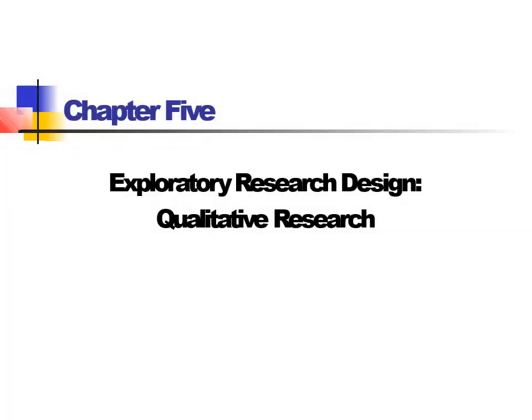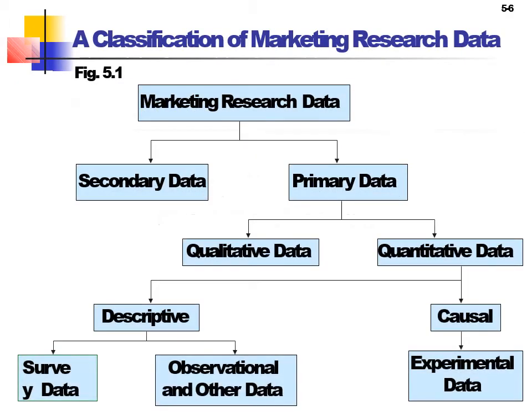Today we are going to discuss chapter 5, which is the exploratory research design, qualitative research. Starting with the marketing research data. Marketing research data consists of two types, secondary data and primary data. Starting with the secondary data, which is the data gathered previously for purposes other than the problem at hand.